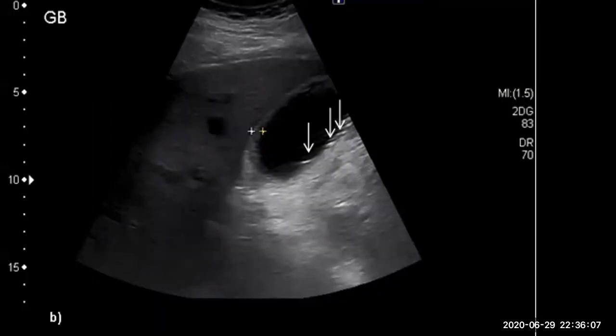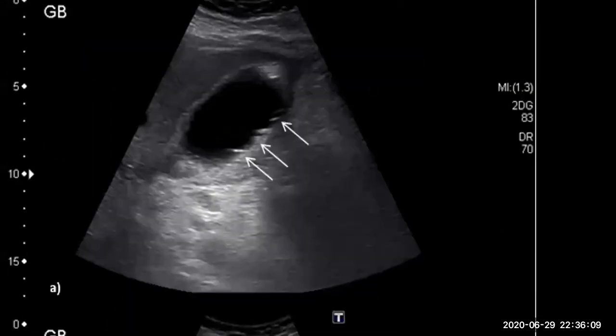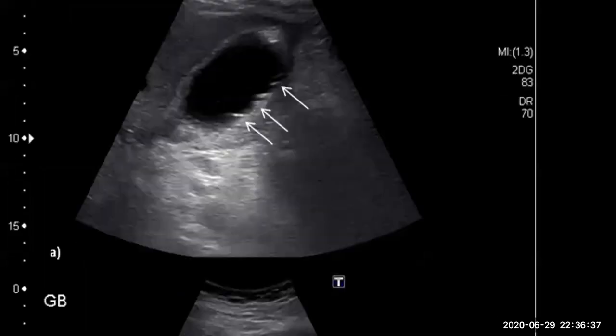What do you think? What differential diagnosis, polyps and the stone? This is not the stone, because the stone will give good shadowing. Okay, possibly cholesterolosis, adenomyomatosis. Okay, this is not typical of adenomyomatosis appearance.